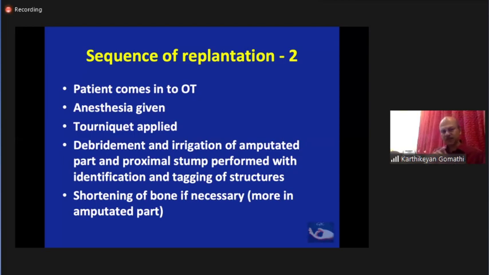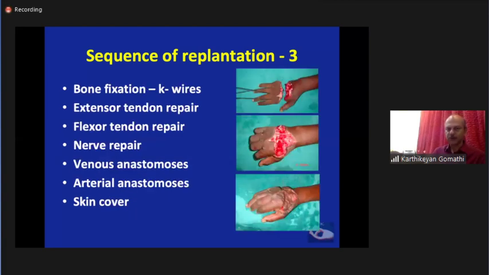Some people put in a small tag to show what it is, because once you bring in the amputated part and fix it here, it becomes a very confusing thing. It is important to have a good tagging. Then shortening of bone if necessary on the stump. Usually this is not done, because if the replant fails, you don't want a shorter stump. So usually it is done distally, but in some situations it may have to be done proximally also.